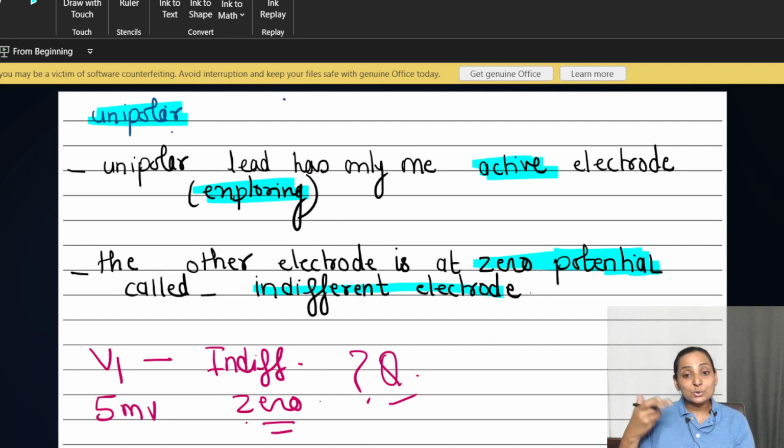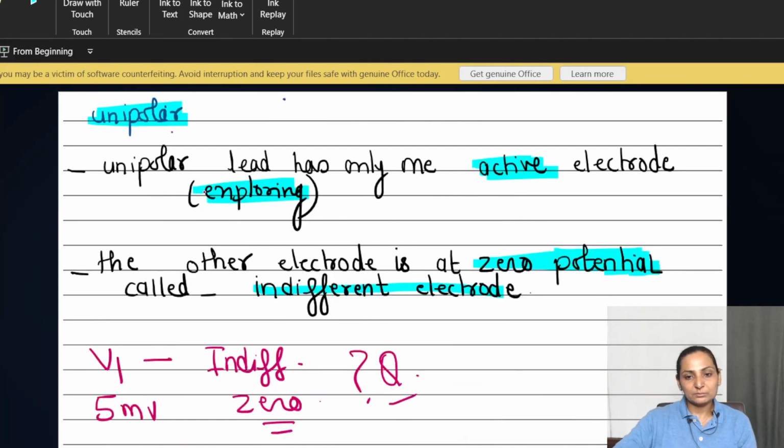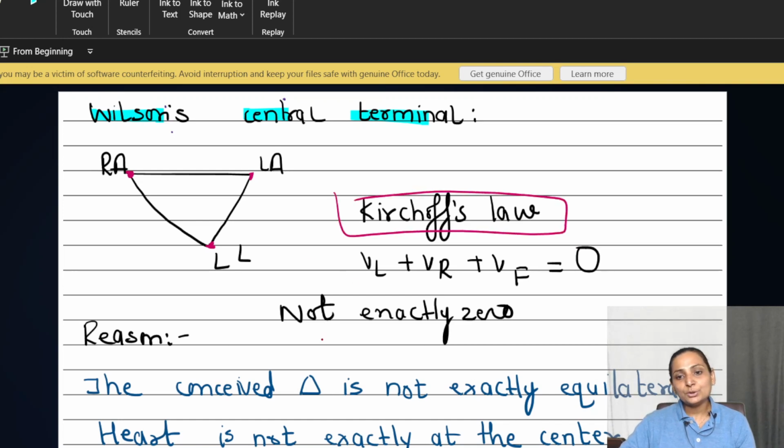But again, how will we generate it? How are we going to create that indifferent electrode? That is very interesting, so let's see. That indifferent electrode is also called the Wilson's central terminal. Now when you draw this equilateral triangle given by Einthoven, and you take the potentials at these 3 points, you see that these potentials are zero according to Kirchhoff's law. But practically you will not get it zero.